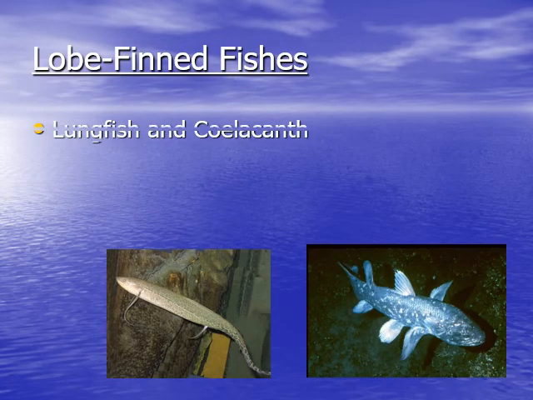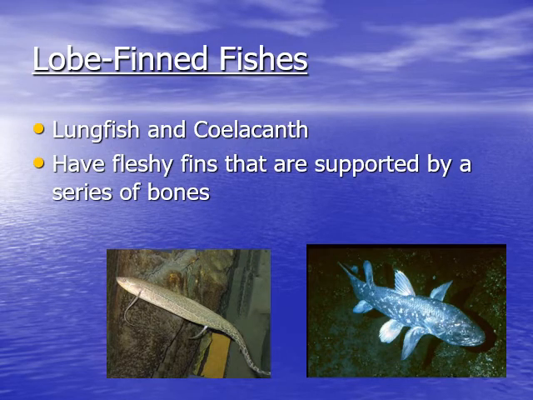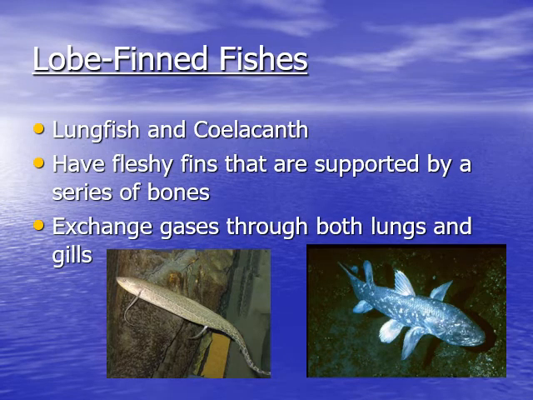There's really only two types of lobed fin fishes that exist today, and these are the lungfish, which is shown in the picture to the left, the little brown guy down there, and then the coelacanth, which is shown in the picture to the right, a very ancient looking type of fish. These have fleshy fins that are supported by a series of bones. These exchange gases through both lungs and gills. Especially this lungfish, it has a great ability to live actually out of water for a little bit.